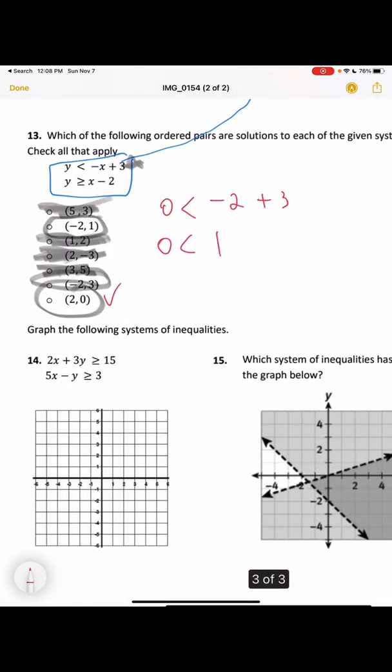Our last two questions are also about systems of inequality, so we need to graph number 14. So first we need to move everything over so that it's in slope-intercept form. I just kind of move the 2x over by subtracting. Then we divide by 3. And now we're ready to graph. You start at 5 and go down and over. That is a solid line, so we graph our solid line.